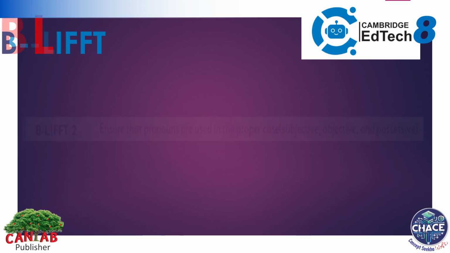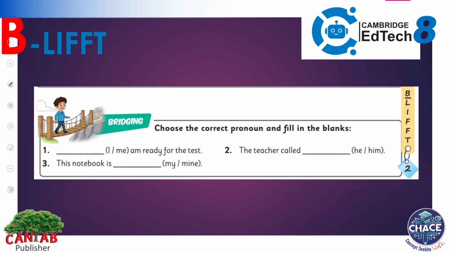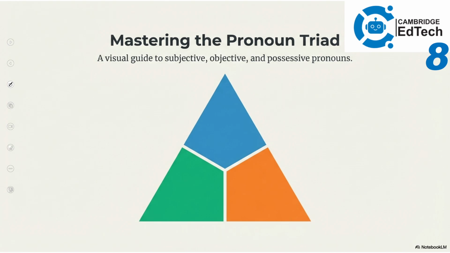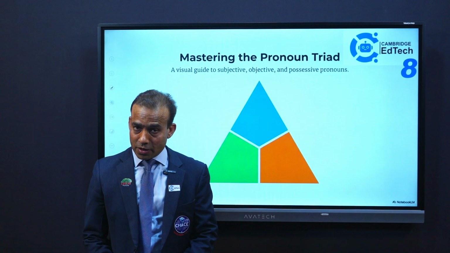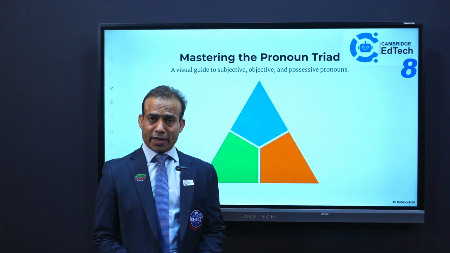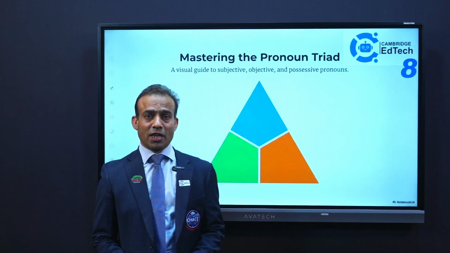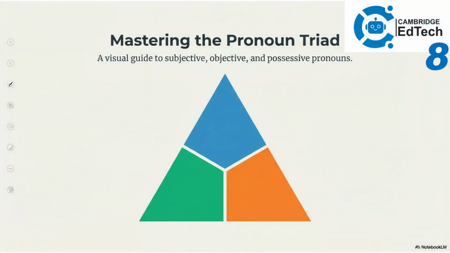Now, this is bridging. I hope, dear students, you have done this bridging with the help of your teachers. Now, we have moved. Dear learners, this is the time for learning. Be active. Now, we have reached the focus. This is about the pronoun and three aspects of the pronoun, that is subjective, objective, and possessive pronouns.